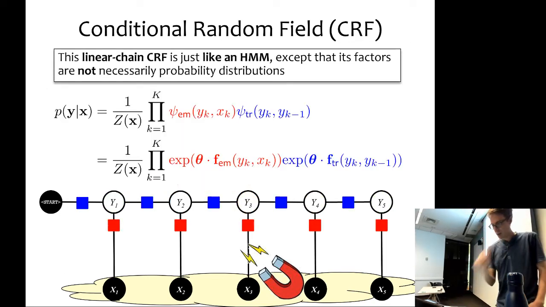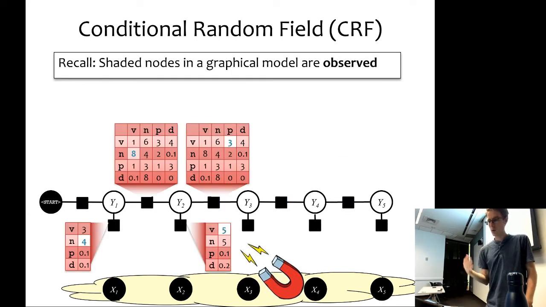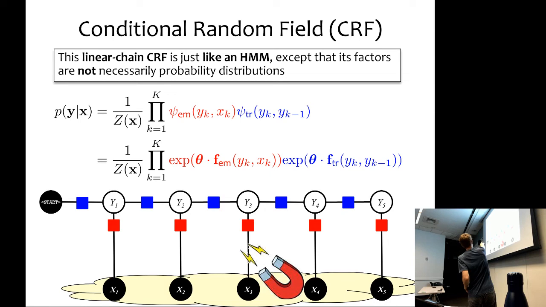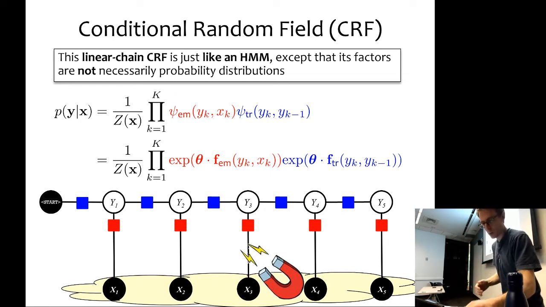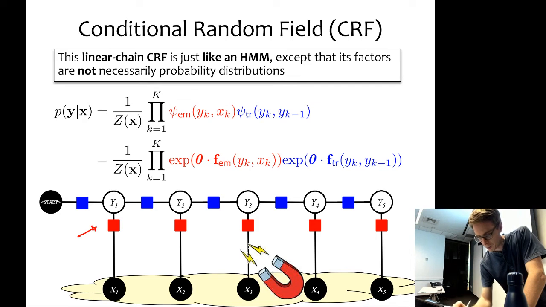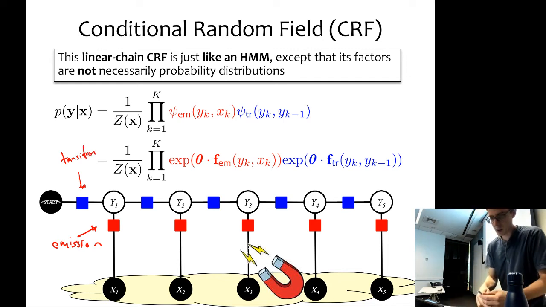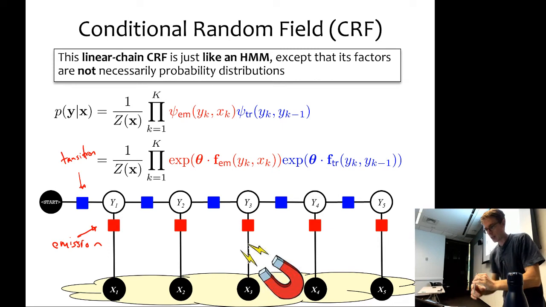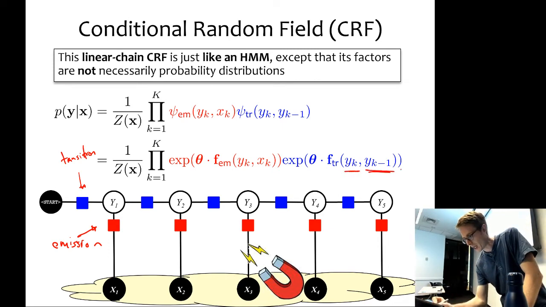And so the actual question then is, how do we define those potential functions? One way of doing it is to say, we're going to have two kinds of factors. We're going to have these red ones, which we'll call emission factors, and we'll have these blue ones that we'll call transition factors. And the transition factors are going to be pretty simple. They're only going to look at a pair of variables, yk and yk minus 1.